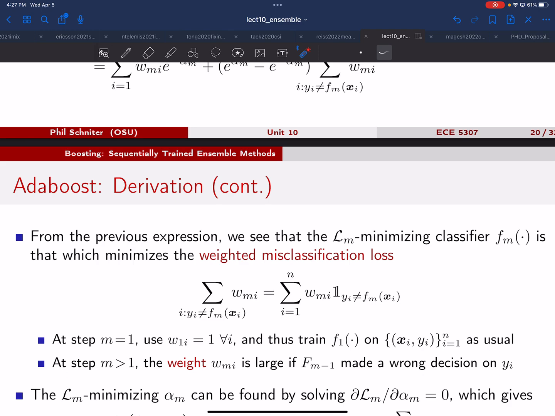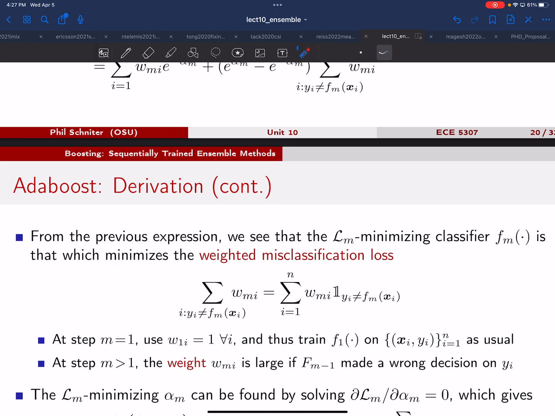Okay, so what happens at step 1 is we're going to set all our weights to the value 1. That's how we initialize it. And then if you think about training that first predictor, we're just training to minimize number of errors or maximize accuracy. So that's how we've always trained things for classification. So that's what we do for our very first stage.